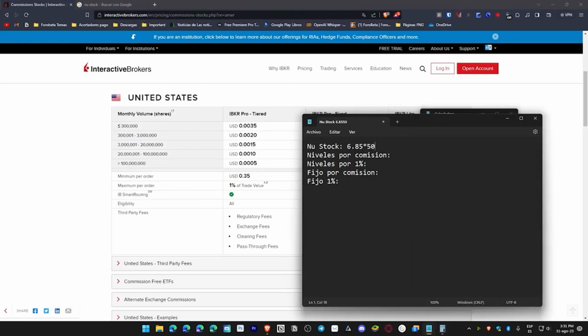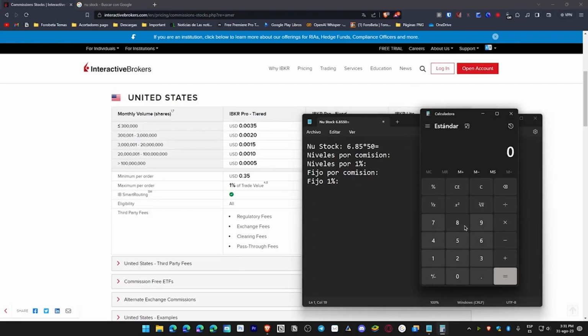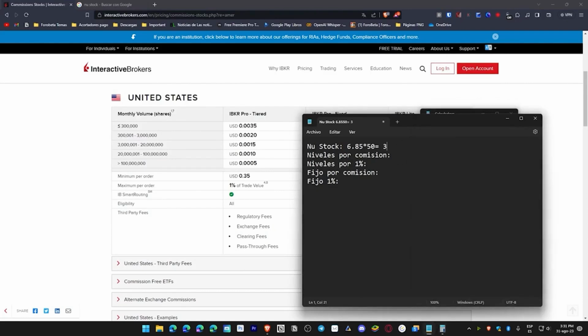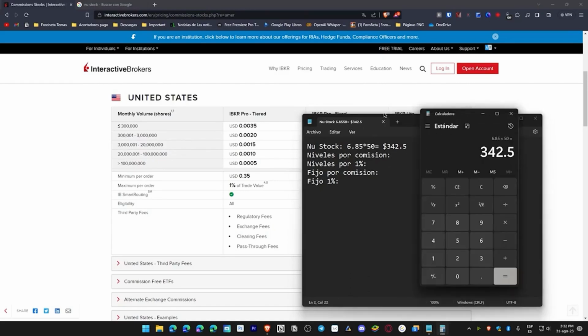So for example, if I'm going to buy 50 shares, that would be, let's see how much that is, 6.85 times 50 shares, that would be 342.5. This would be the amount in dollars that I'd be spending to buy NU shares. So up to this point, everything's fine. Now, how do we do the calculation since I'm going to buy 50 shares? Well, when it comes to commission levels, I'm going to pay attention to how many shares I'm buying. Is it less than or equal to 300,000, between 300,000 and 3 million, or what amount? Maybe you're thinking, no, but that's way too much.